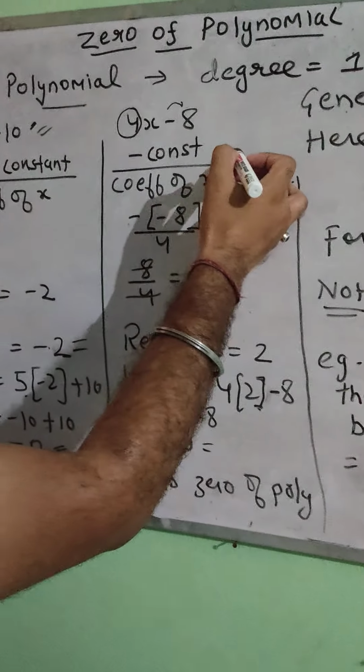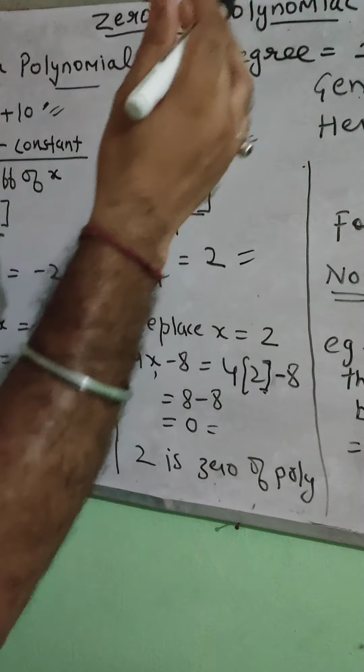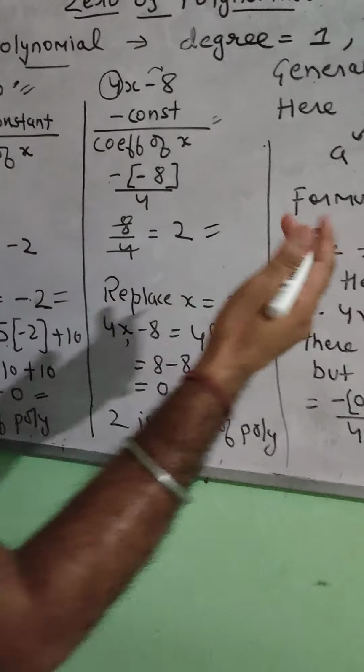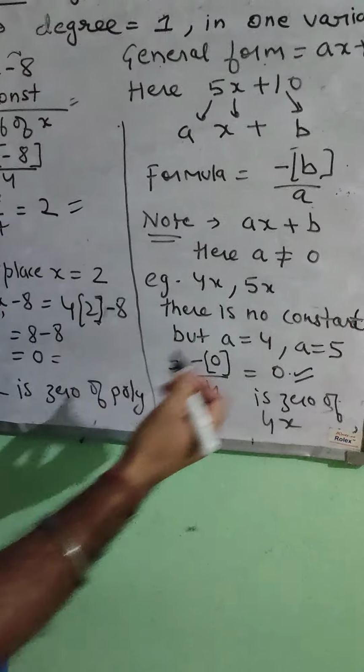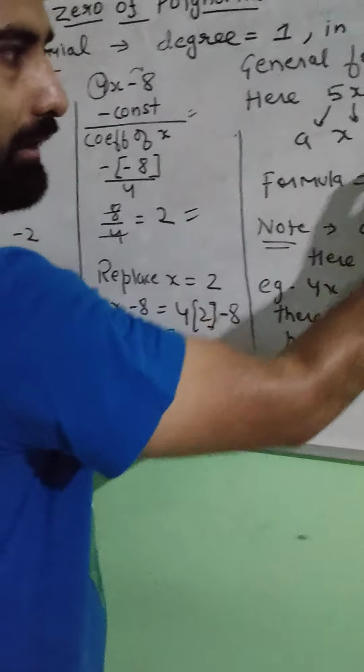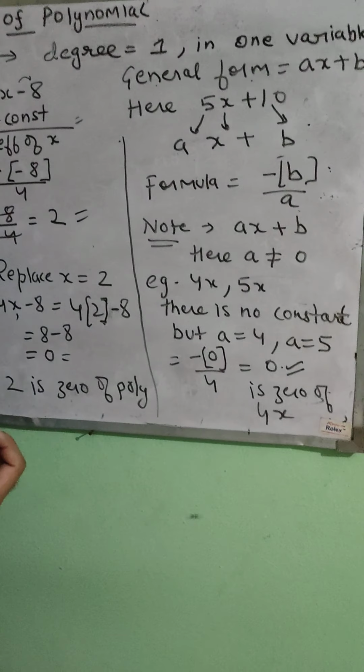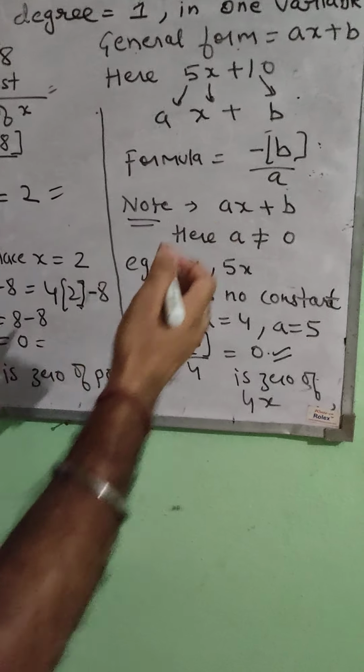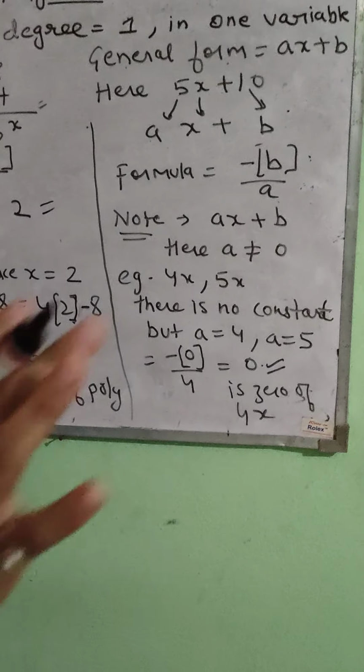Instead of writing this whole formula, minus constant upon coefficient of x, you could write minus b by a. b is the constant part and a is the coefficient part. So there is one more thing that you should note down.